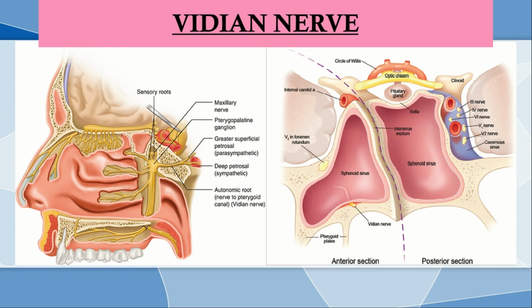Now this is the anatomy of the nasal mucosa and the nerve supply. It shows clearly the Vidian nerve being formed by two nerves. One comes from the greater superficial petrosal branch, which is parasympathetic supply, and one comes from the deep petrosal nerve, which is the sympathetic supply. They together form the Vidian nerve to the nasal glands.